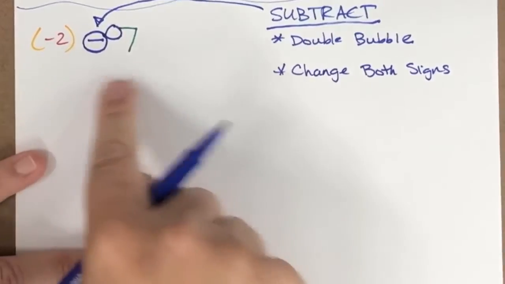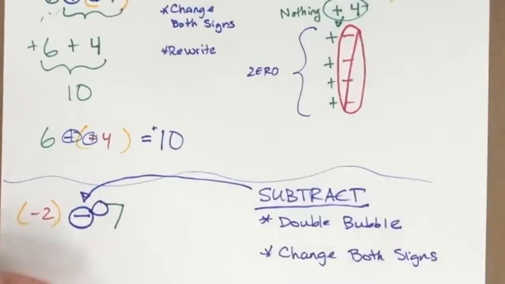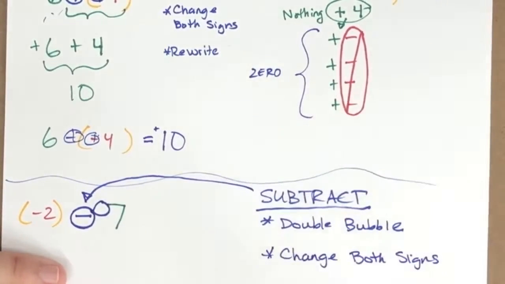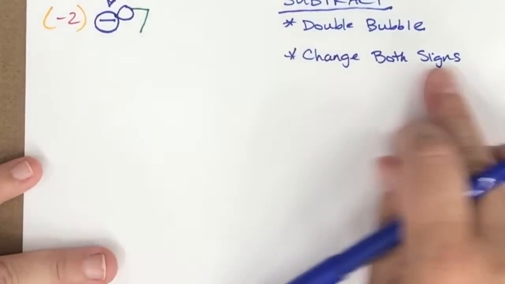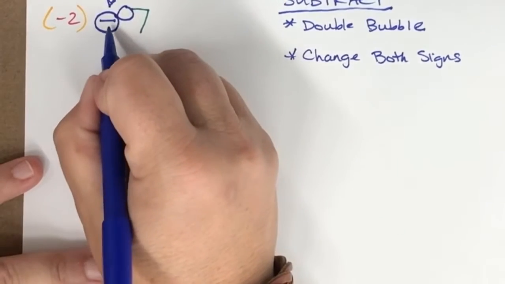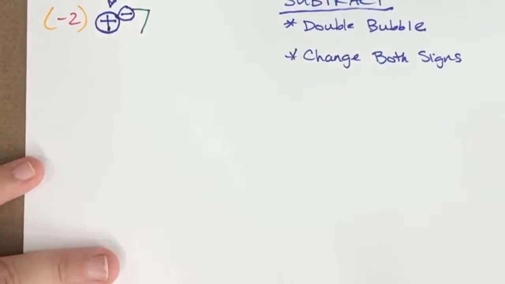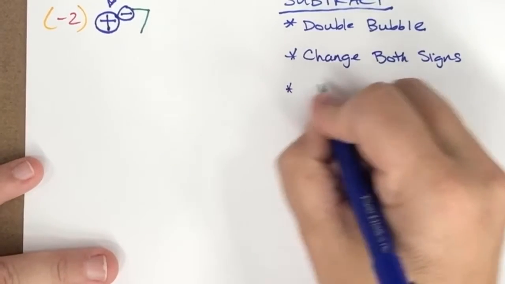Now these are kind of like some steps. If you want to remember why we're changing the signs, you can go look up here. This is why this rule works. But we're going to change both signs if you see subtraction. And so what's going to happen then is we're going to change this to addition, and we change this to negative. And then we're going to rewrite it.